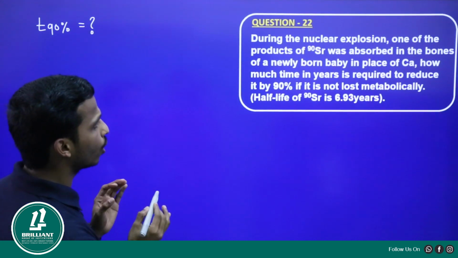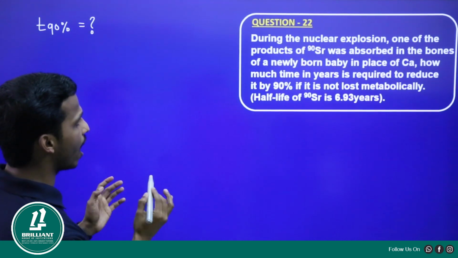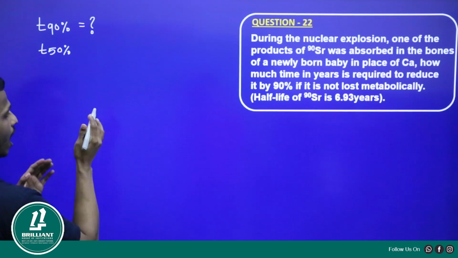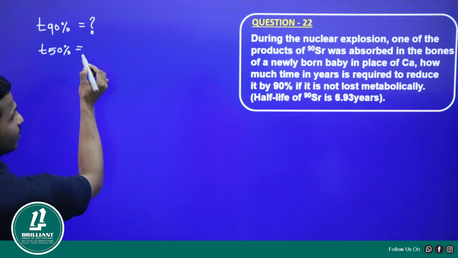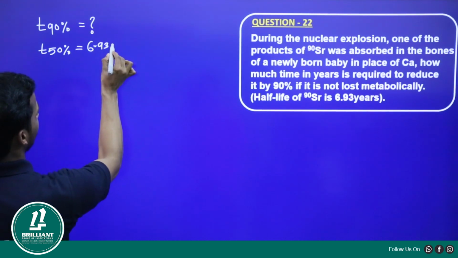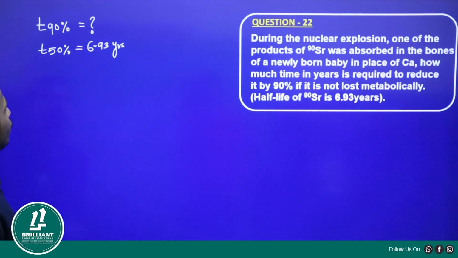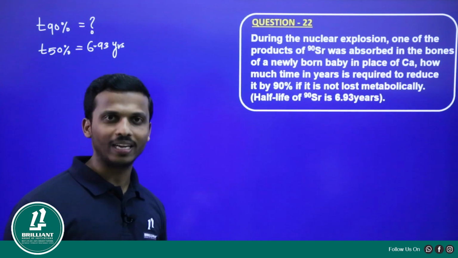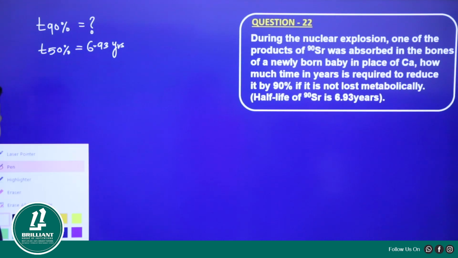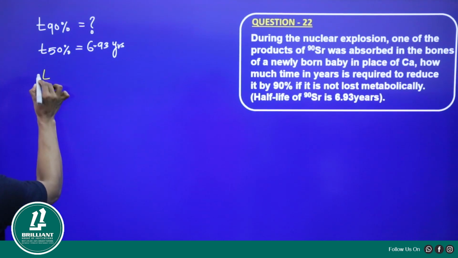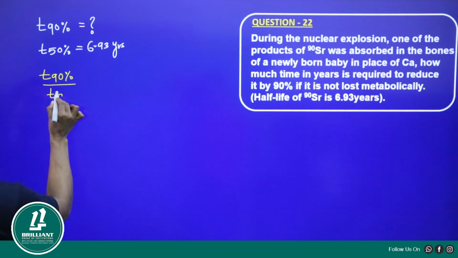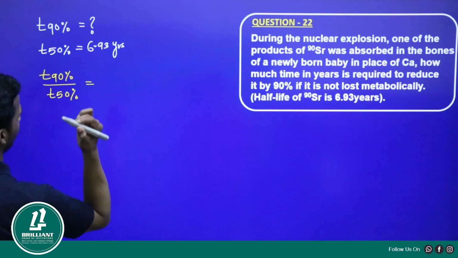If it is not lost metabolically, and the half-life T half, what is T half? 50%, right? Half of completion. T half is given as around 6.93 years. So T90 we need to calculate, T50 is already given. Let's compare them by taking their ratio: T90% divided by T50%.